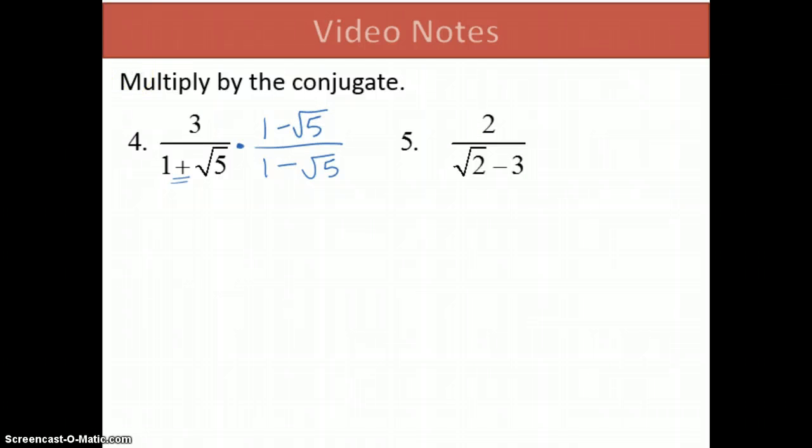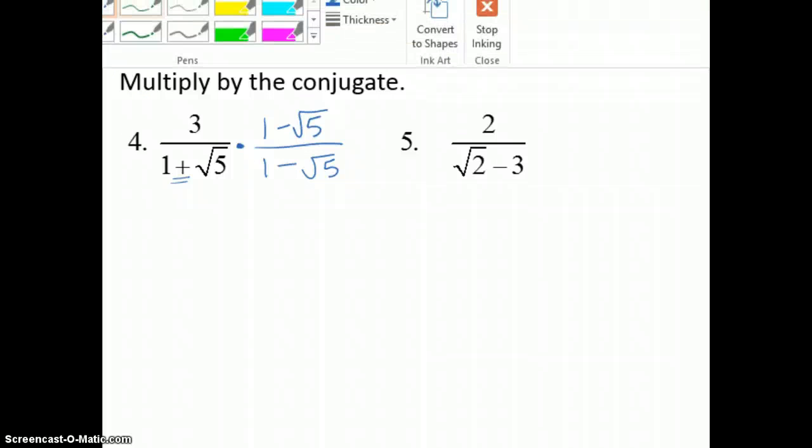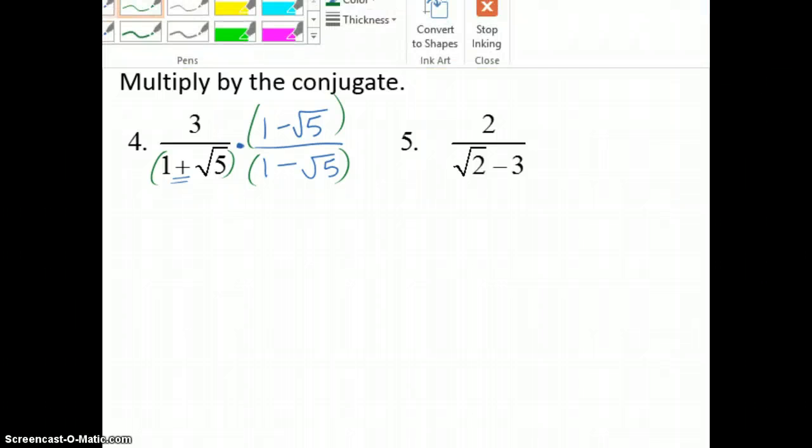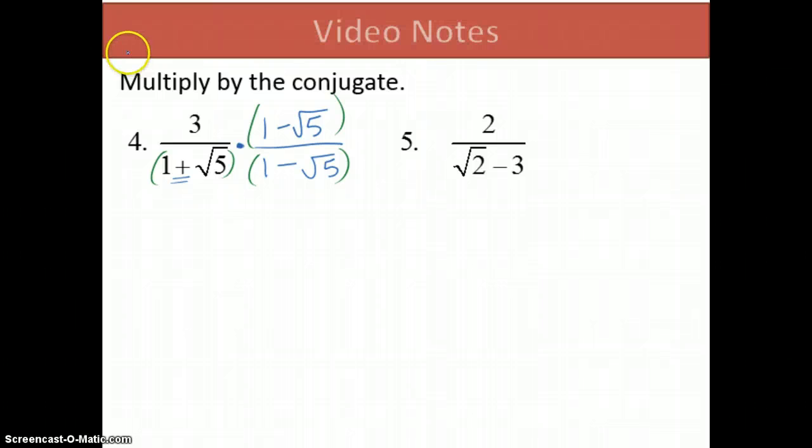So now on the top, we're going to have 3 times 1 minus root 5. We can actually put in some parentheses here if that makes you feel better. And so we're going to distribute the 3 to the 1 minus root 5. So 3 times 1 is 3, minus 3 root 5. And then on the bottom, we've got a binomial times a binomial. We've got 2 terms times 2 terms.